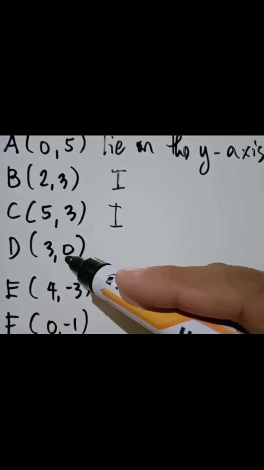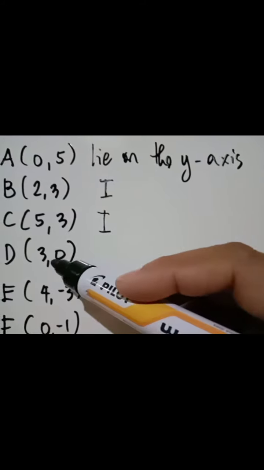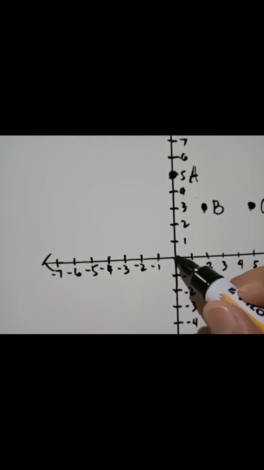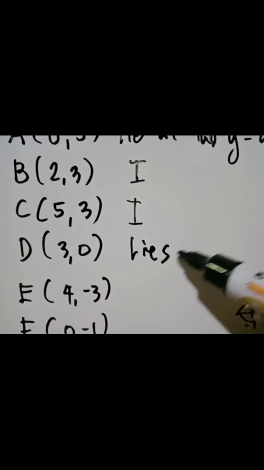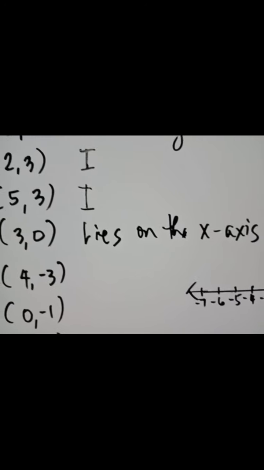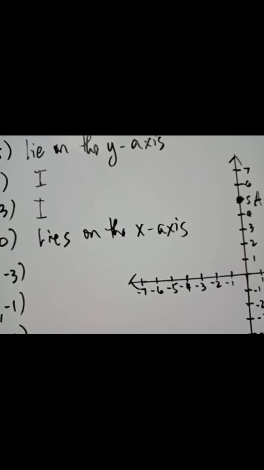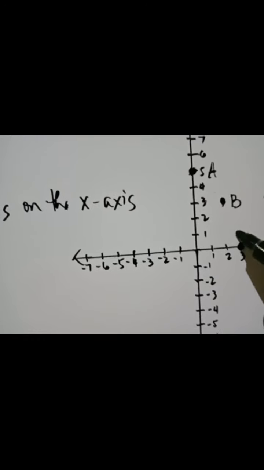You have 3 and then 0. Even though it's positive and positive, you have 0. Okay, so 3 is here and then 0 is here. Okay, the 0 of the y is here. So, where is 3 and 0 located? Very good. That lies on the x-axis. It lies on the x-axis. Okay. So, you have here, this is letter D.